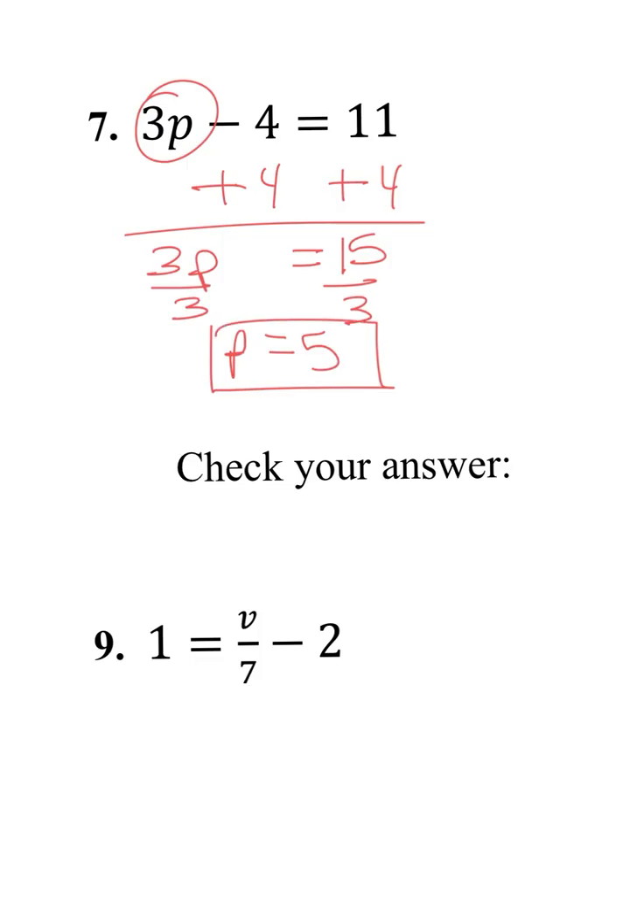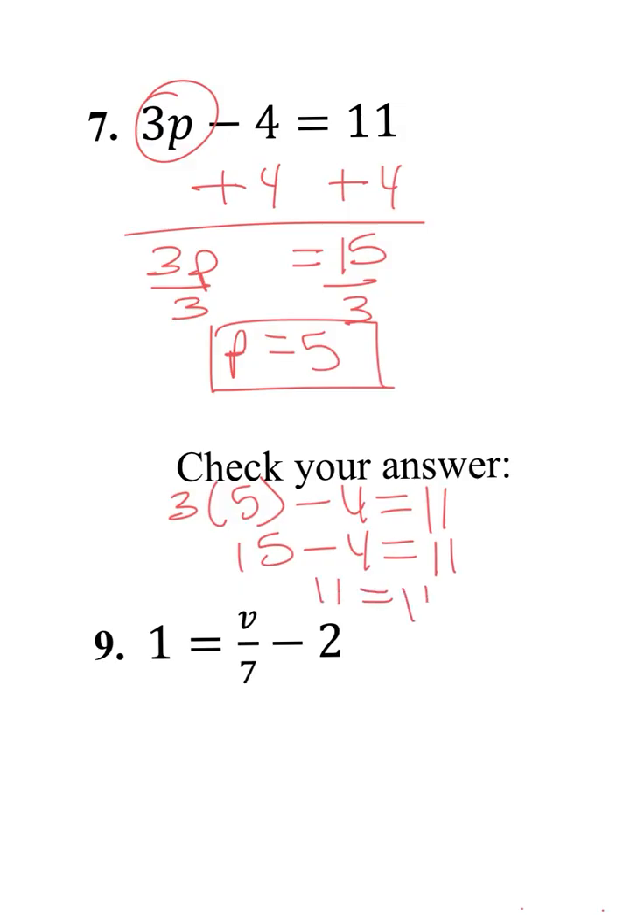And then it says check your answer, so let's go ahead and do that. So I've got 3 times 5 minus 4 equals 11. So 3 times 5 is 15 minus 4 equals 11. What's 15 minus 4? 15 minus 4 is in fact 11. Does that equal 11? Yes, it does. So guess what? P is equal to 5.